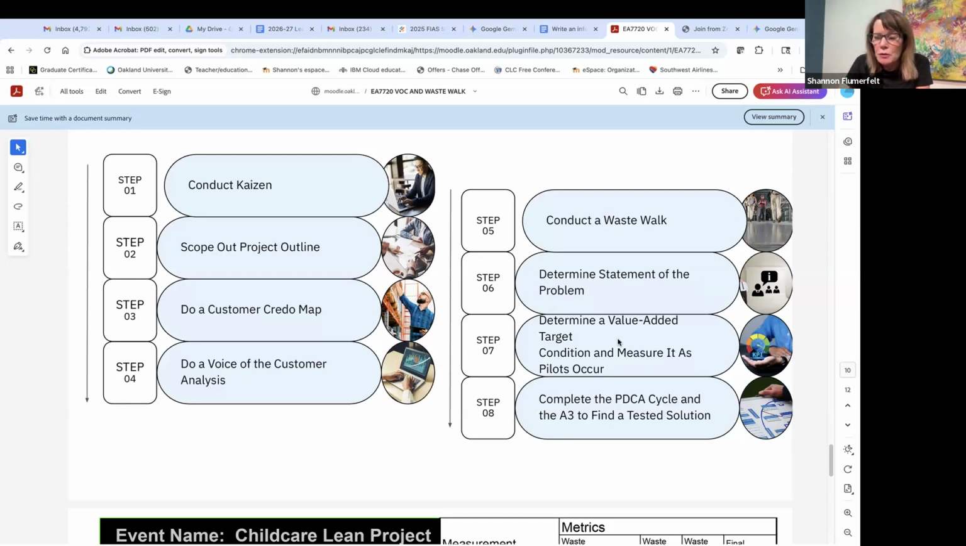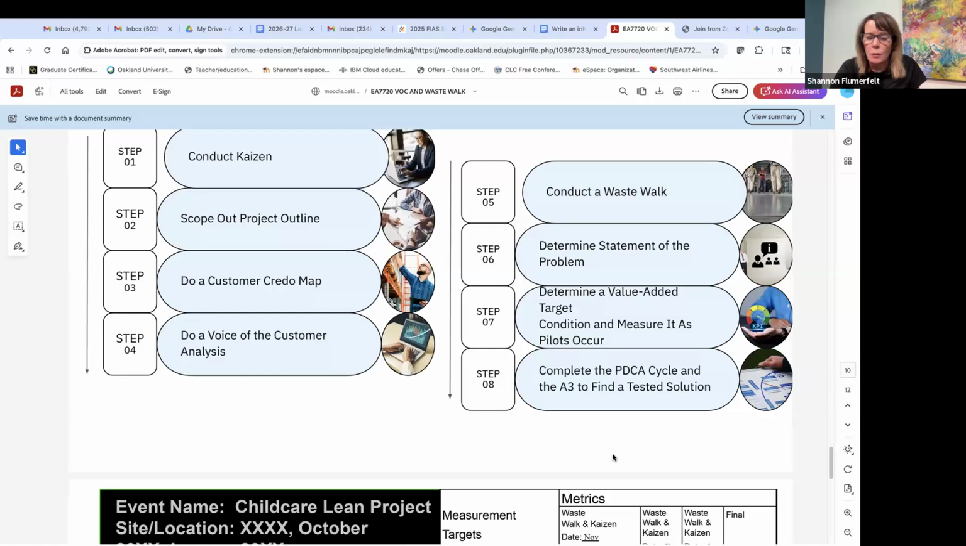Then that allows you to move to the next step where you create a value-added target condition, and then you see how you measure it as pilots occur. And then you keep going through the full PDCA cycle. You want to find a tested solution. So you get through that full Kaizen and you've got those new outcomes, right? New benchmarks that are different. So again, for steps 1 through 5, you can decide how you're going to do those in general. But what we're trying to do is get to steps 6, 7, and 8 here. And that's really what we're trying to do.